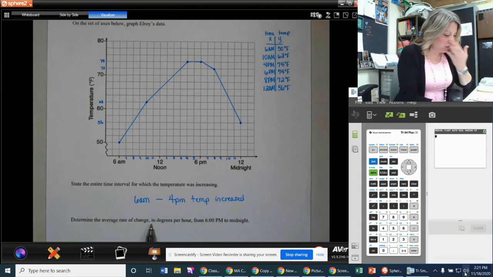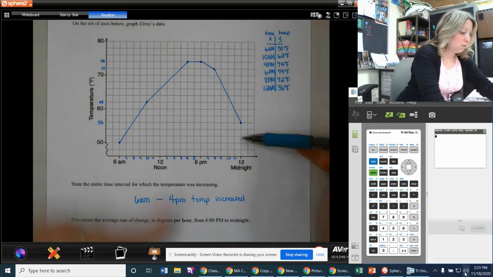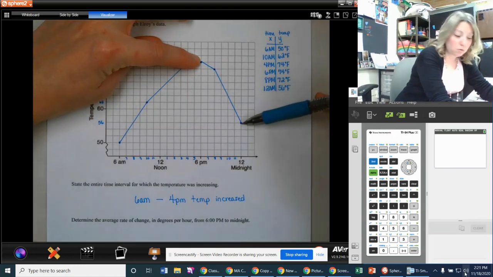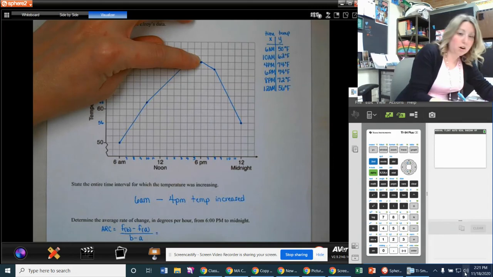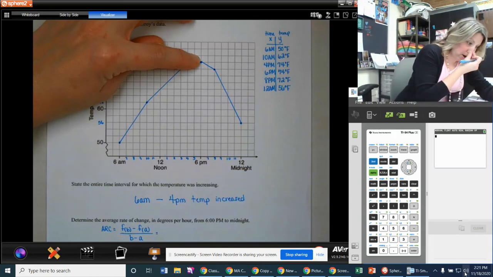Determine the average rate of change in degrees per hour from 6 p.m. to midnight. So this is going to be 6 p.m. to midnight. We're just going to use those x and y values for average rate of change here. So average rate of change, of course, being ARC, f of b minus f of a divided by b minus a. We just learned that a couple days ago. We've just got to state our a, our b, our f of a, our f of b, so we know what to plug in where, okay?